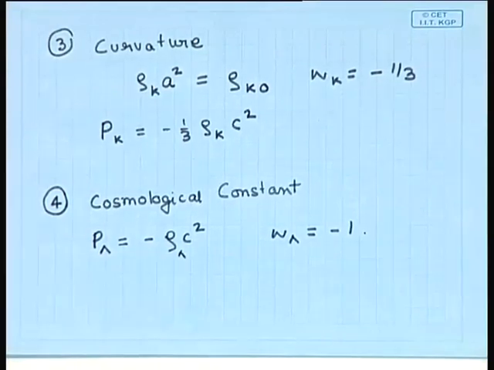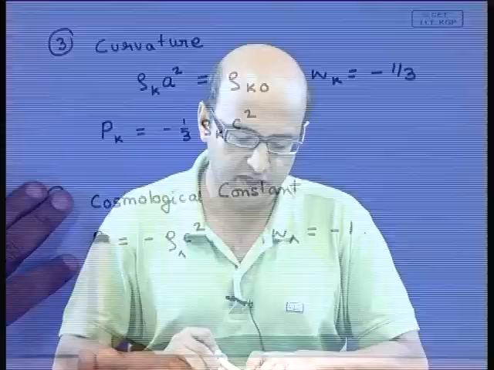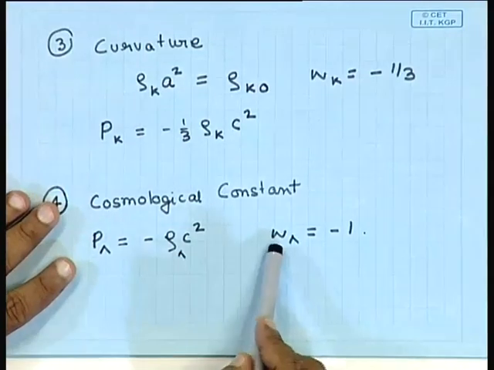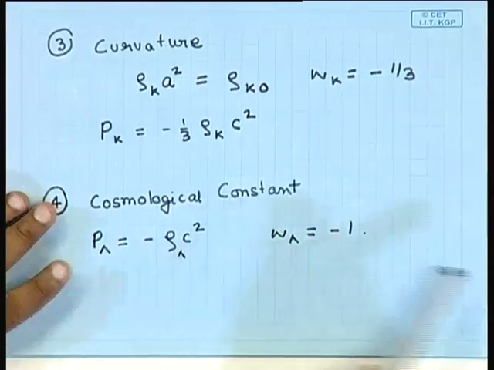So, remember, it appears as a constant in Einstein's general theory of relativity, but for our purposes in this Newtonian framework, we can think of it as some kind of material that fills the whole universe, which has a very strange property: its pressure is minus the energy density. So, W lambda is minus 1.